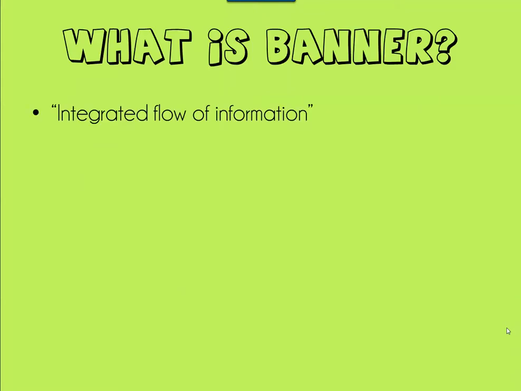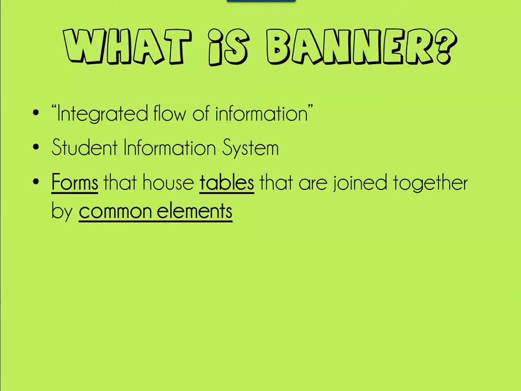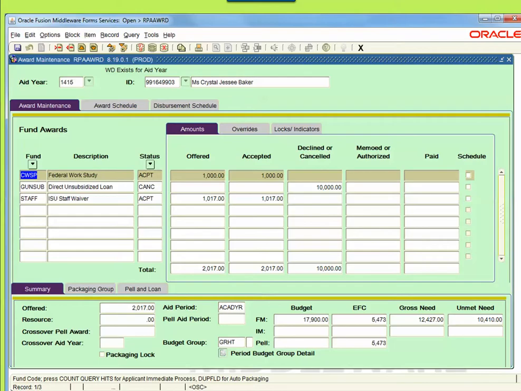Well, the folks at Ellucian would say that it's an integrated flow of information, but we prefer the term Student Information System. That means it's a set of forms that house tables that are joined by common elements. In other words, it's a database. Common elements include things like first name, last name, aid year, ID number, etc.